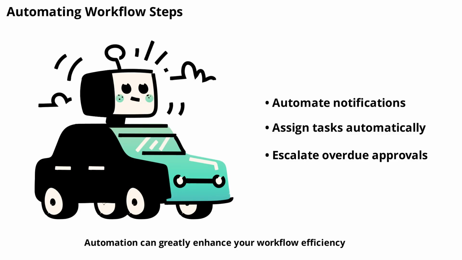Automation can greatly enhance your workflow efficiency. Most knowledge-based platforms allow you to automate repetitive tasks, such as sending notifications, assigning tasks, or escalating overdue approvals. By leveraging automation, you reduce manual effort and minimize the risk of human error. This keeps your content pipeline moving smoothly and ensures deadlines are met.